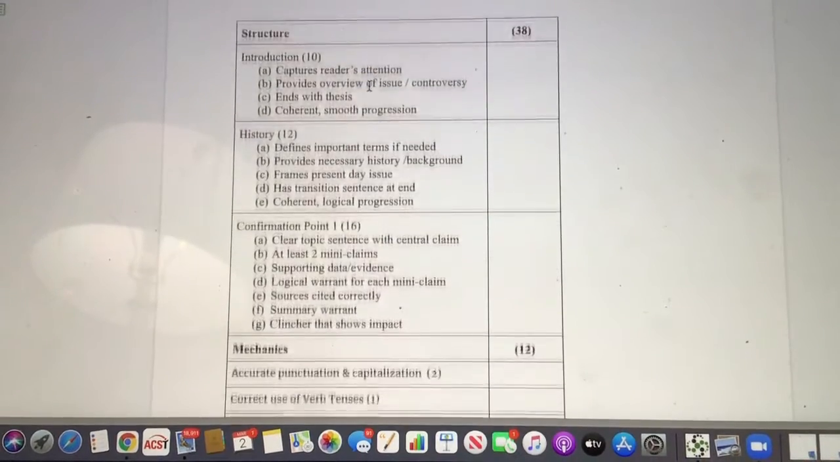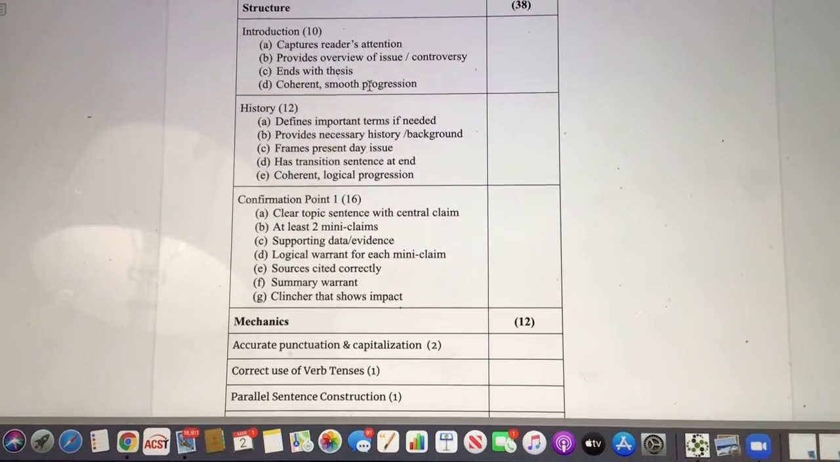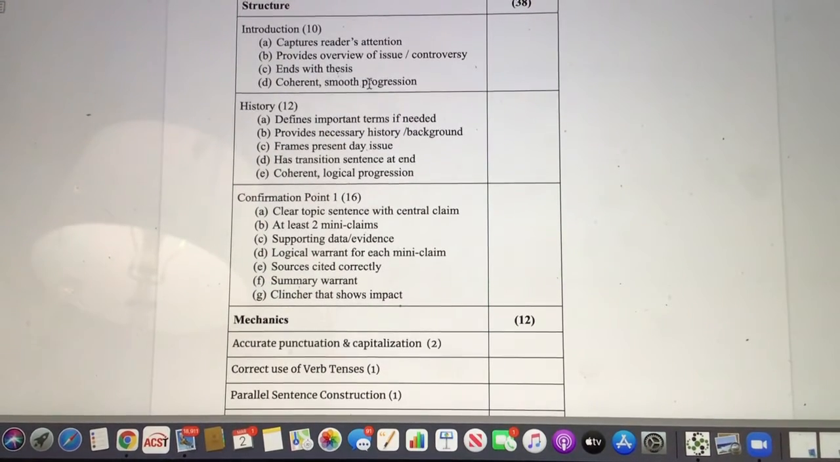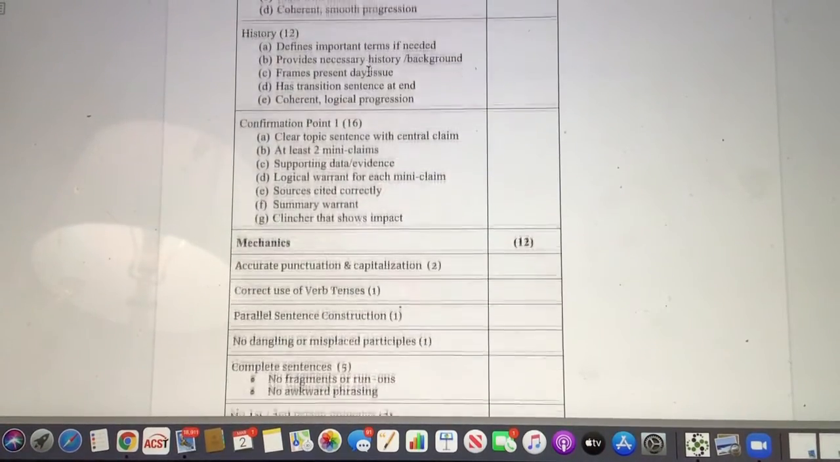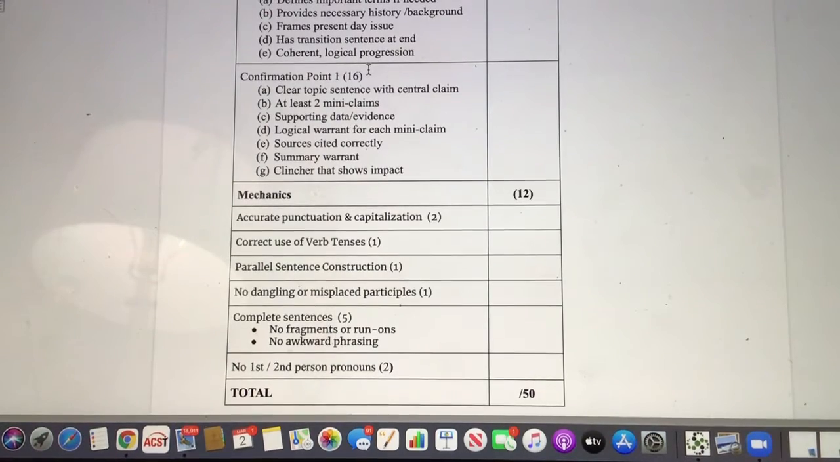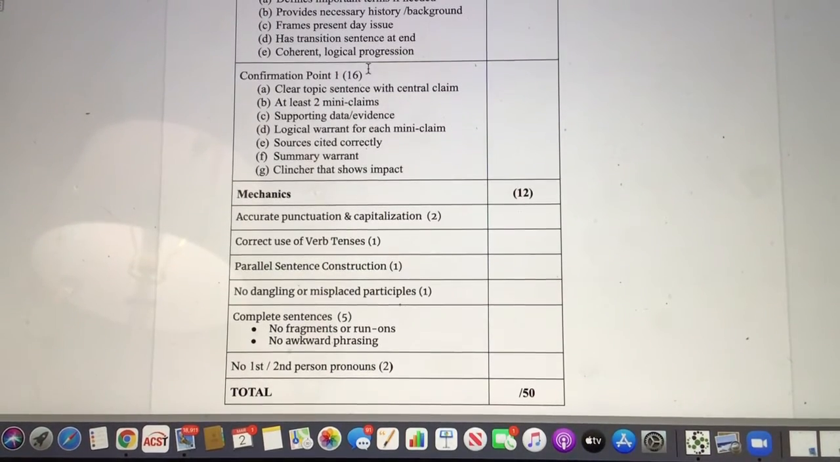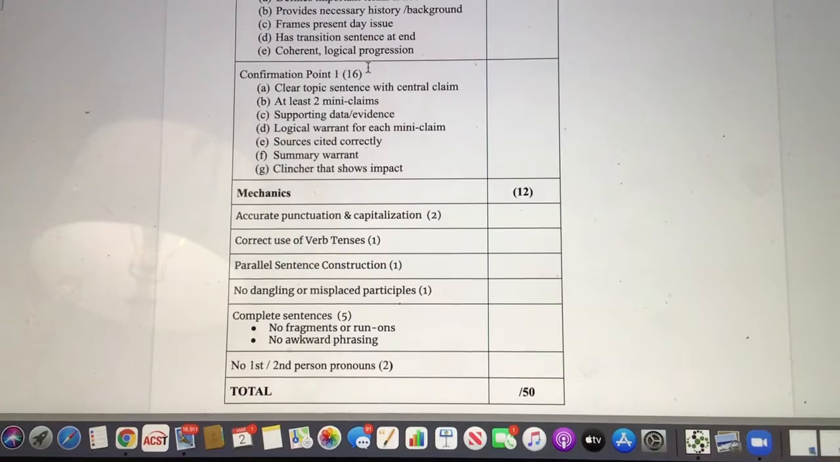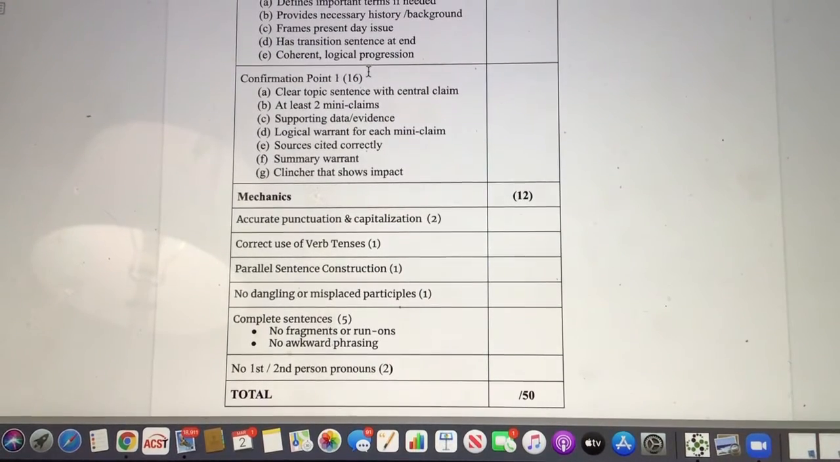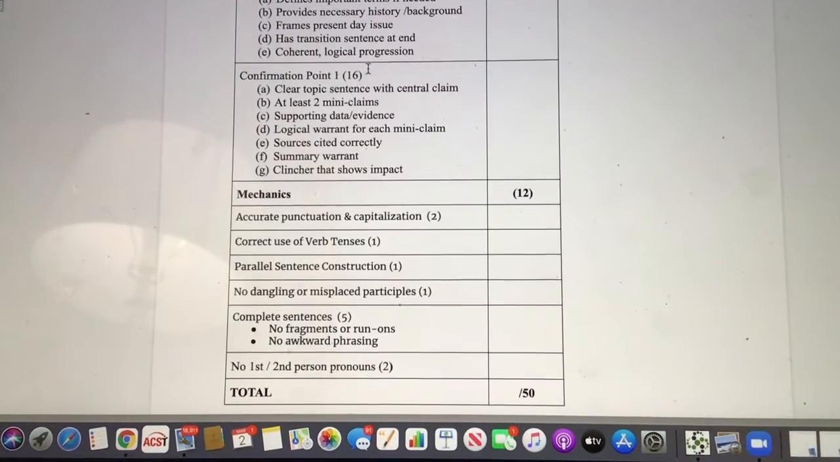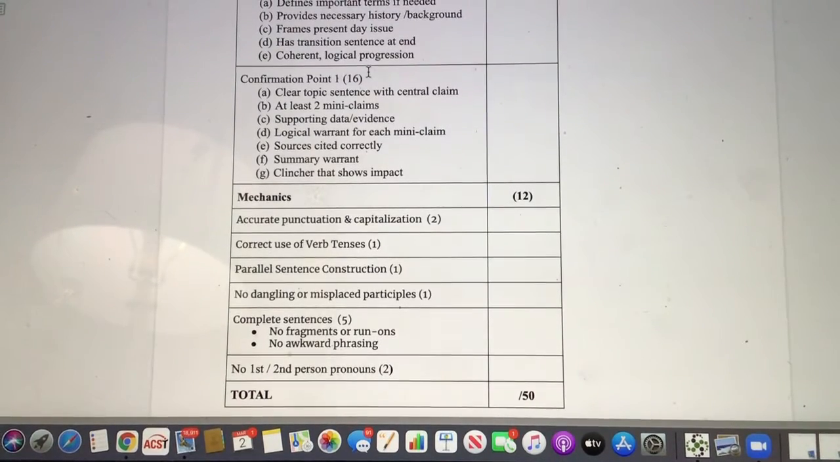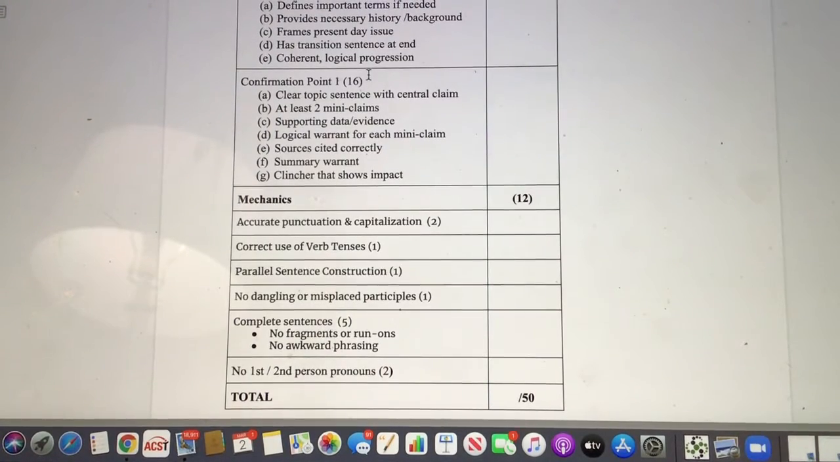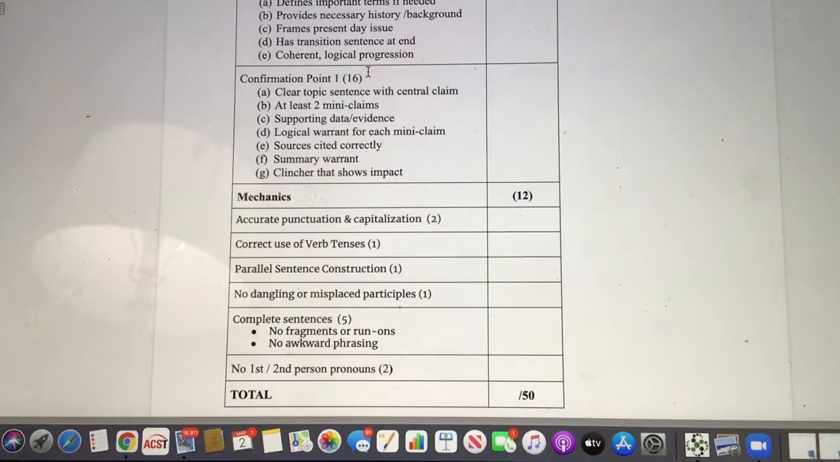Then history. We've already gone all over all this, but I'm going to hit this coherency. Is it understandable and does it have a logical progression? And then confirmation point. Now, this is going to be what you work on, I guess, for you guys, Thursday and Friday. I'm not going to speak much on this. I am going to post a video for everybody that goes over the claim, data, warrant progression, because some of you struggle with it. And then some of you have got it. It's the way your brain works. So anyway, confirmation, point one, 16 points.